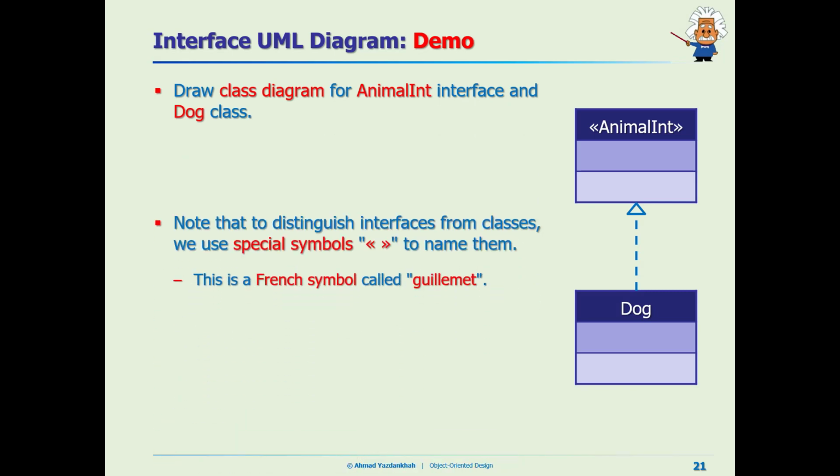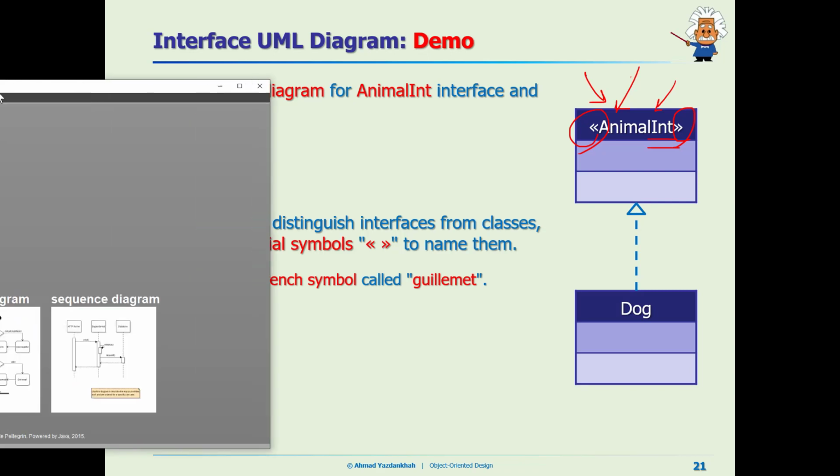To distinguish between the class and interface in UML class diagrams, even though we use the name, we use these two delimiters. This is a French symbol called guillemot, and when we have this, we distinguish between the class and interface. Let's see quickly how we can draw this relationship in the Violet.